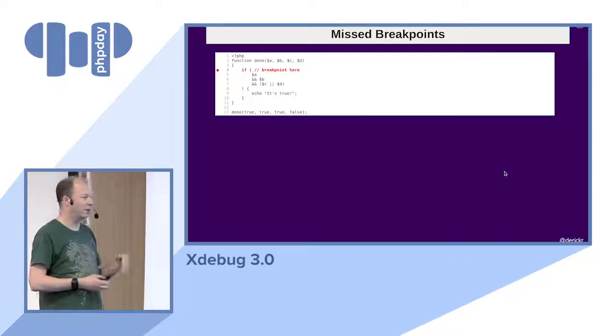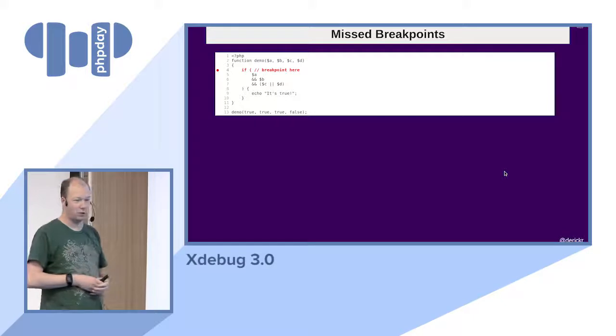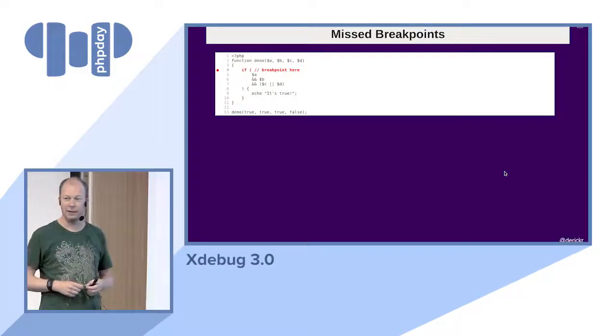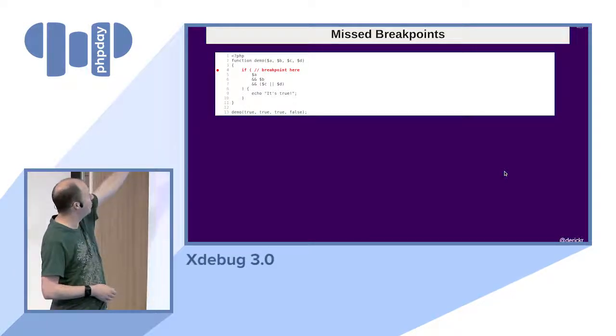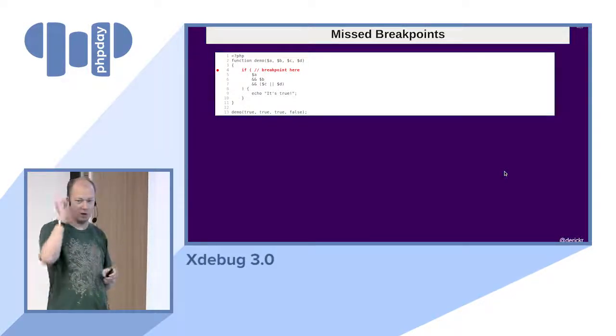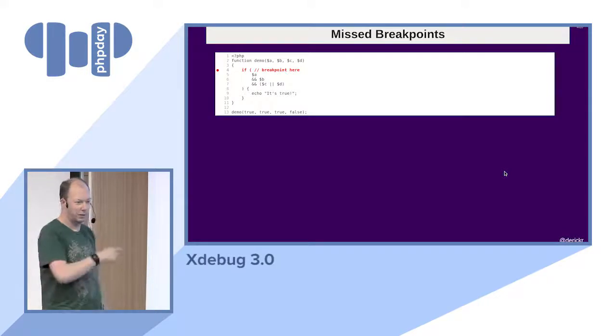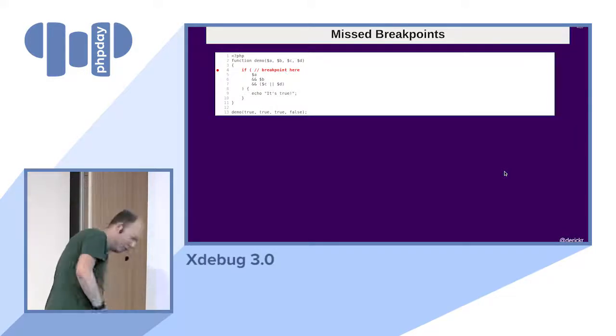In any case, sometimes when you have a bit of code, you set a breakpoint, you press run, and it doesn't stop. Like what I'm doing here. So I set a breakpoint on line 4, I then run the code, and then it doesn't stop. That's a demo. Let's see what happens there.